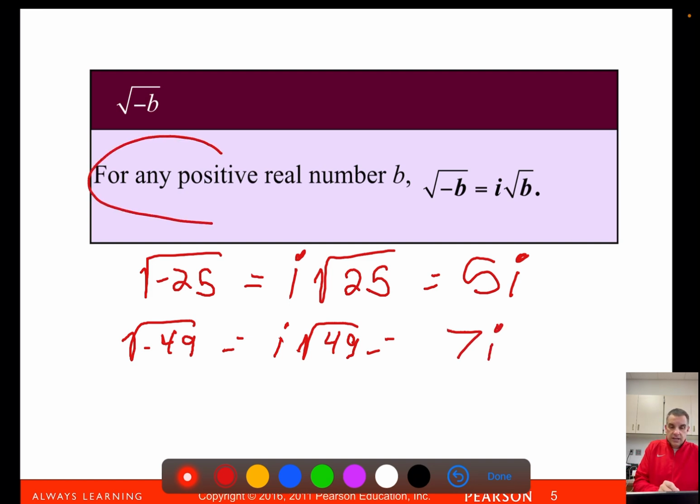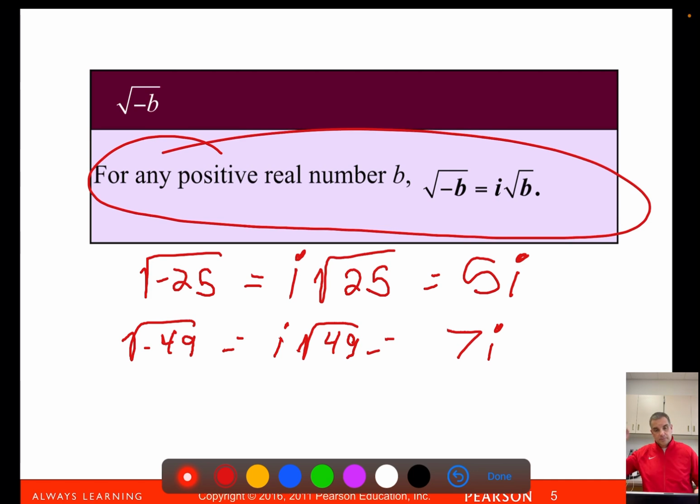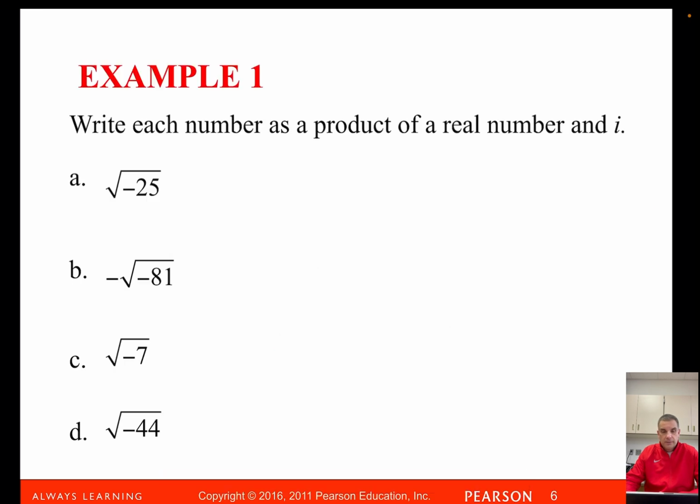Okay? And that's for any positive real number b. The square root of negative b is i times the square root of b. Okay, so here are a couple of examples. If I have the square root of negative 25, we just said that. Square root of negative 25 is going to be i times radical 25, which is just 5i.